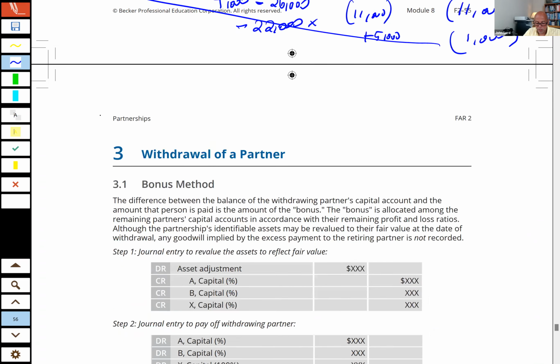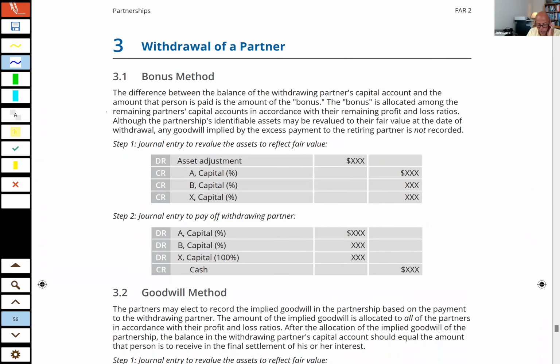Okay, good. Let's go ahead and look at withdrawal of a partner. And when we look at withdrawal of a partner, we could do it under the bonus or the goodwill method. Okay, now, just as when we admitted the partners, they don't ask for the exact method for withdrawal, because the exact method would be whatever is in their capital account. That's what they're going to get when they withdraw, okay? So typically with withdrawal of a partner, they ask bonus or goodwill, okay?